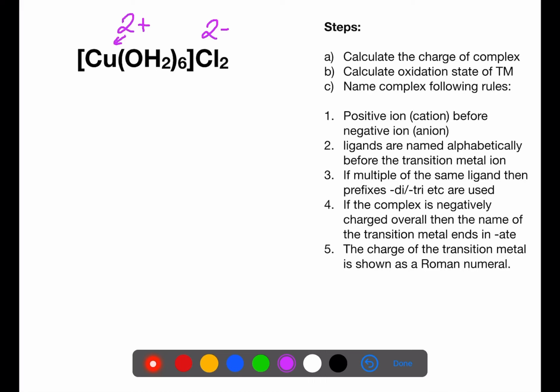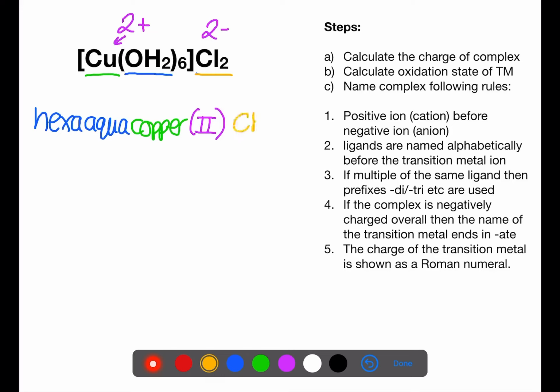When we name this complex, the positive ion is going to go before the negative ion. The positive ion is our complex part. We need to name the ligands first. So the ligands that we have here are water ligands and they get called aqua. There are 6 of them, so we're going to have the prefix hexa, followed by the aqua. As the square bracket is positively charged overall, we get to keep this as copper. But we do need to put the charge in Roman numerals after. So that's 2. We can then put the counter ion afterwards, which will be chloride.